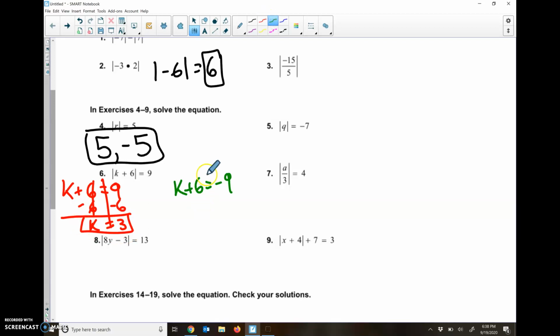Now let me go over to the -9 side. It's a +6, so I'm going to subtract 6. -9 minus 6 is -15. All right, so that's that one.